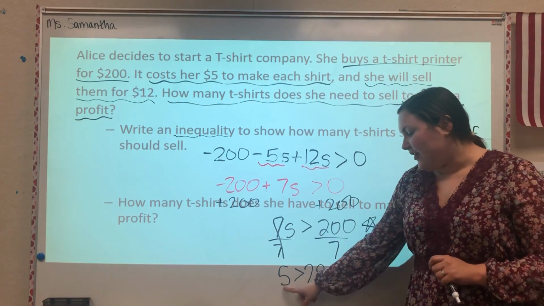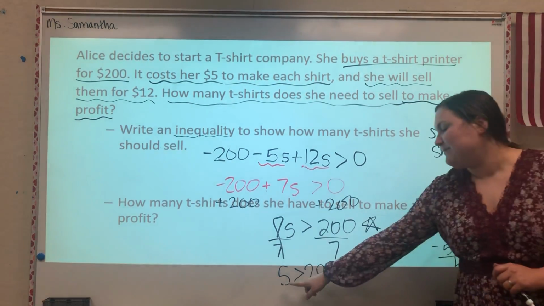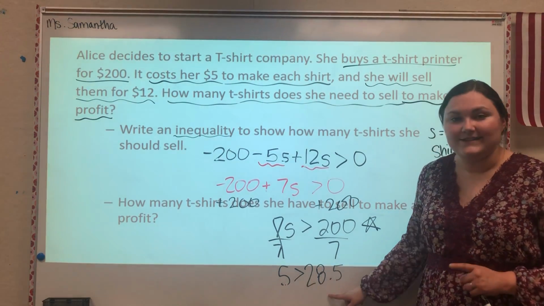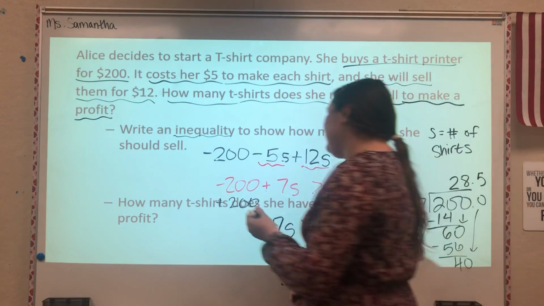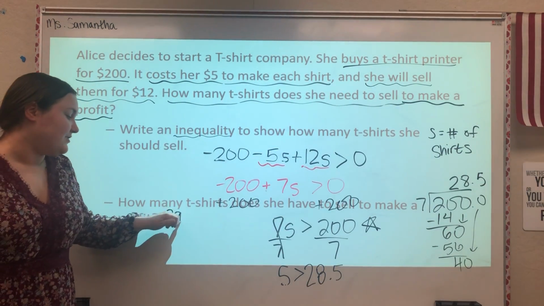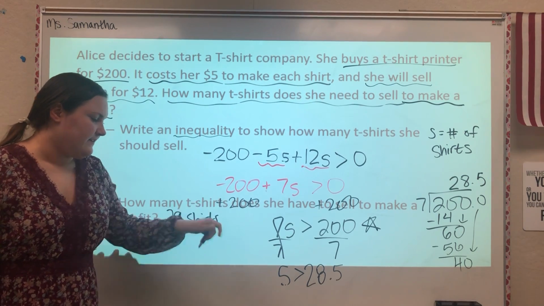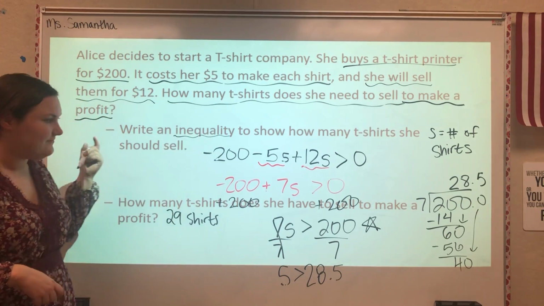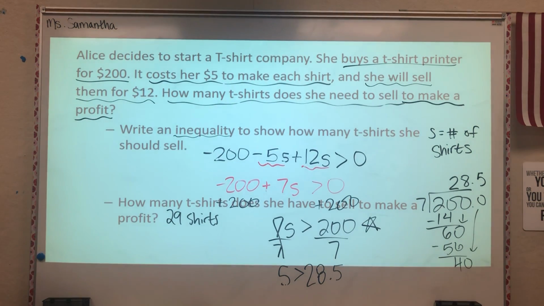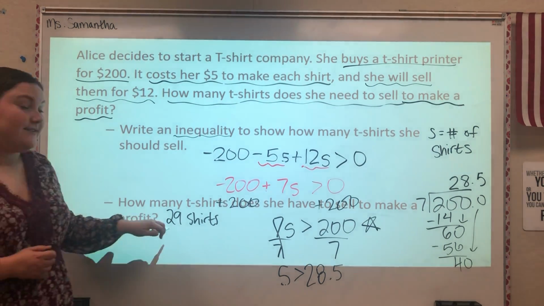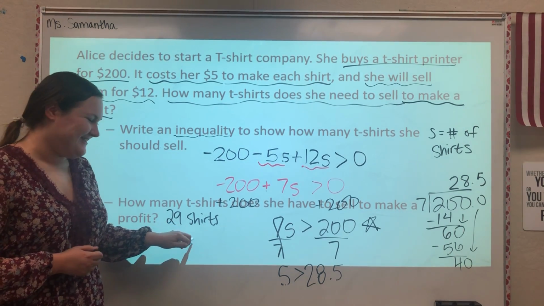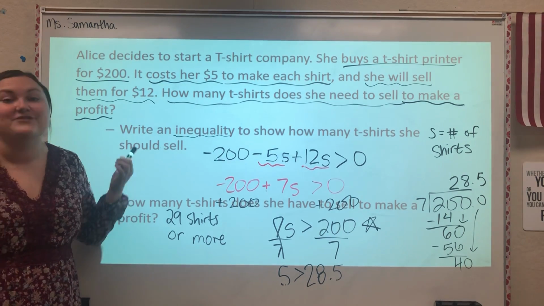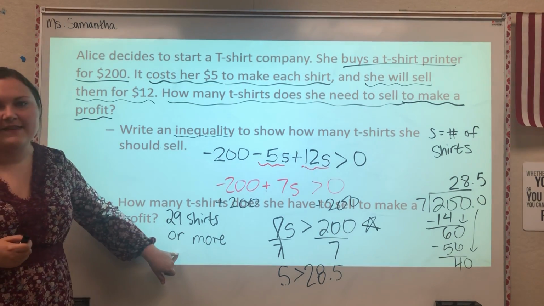Well, it does say here that the number of shirts needs to be greater than 28.5. Since I know it has to be greater than this, that's telling me I need to go up. I'm gonna say 29 shirts. If you go up, more shirts means you're making more money. That's gonna help make sure you make that profit. So we could say, how many t-shirts does she have to sell? Well, she has to sell 29 t-shirts. Or more, right? If Alice sells 1,000 t-shirts, obviously she's gonna be making that profit, which is why we tack on that or more part.